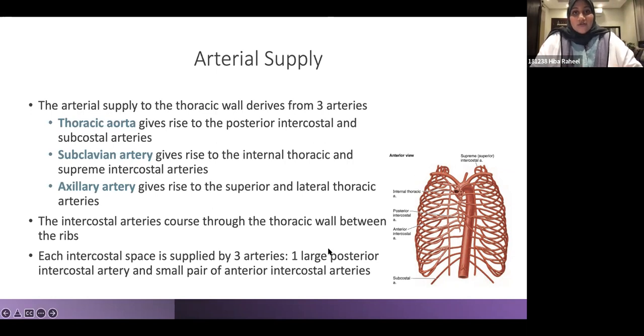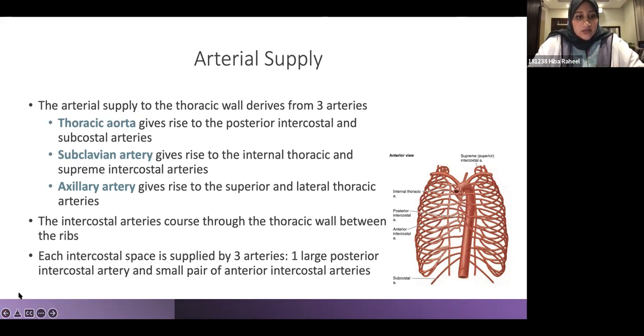Now, there are three arteries that run between ribs. Between two ribs, there's a space, right? There are three arteries that run through that. You have one posterior intercostal artery and two anterior intercostal arteries, okay? Now, where do these blood vessels come from? What is the origination? They come from three important arteries that you must know about. Thoracic aorta, which is this big part of aorta that you see over here. This part, it's called the thoracic aorta.